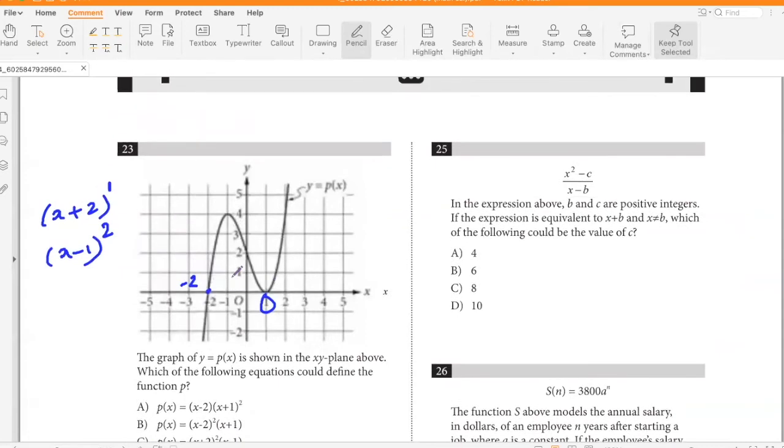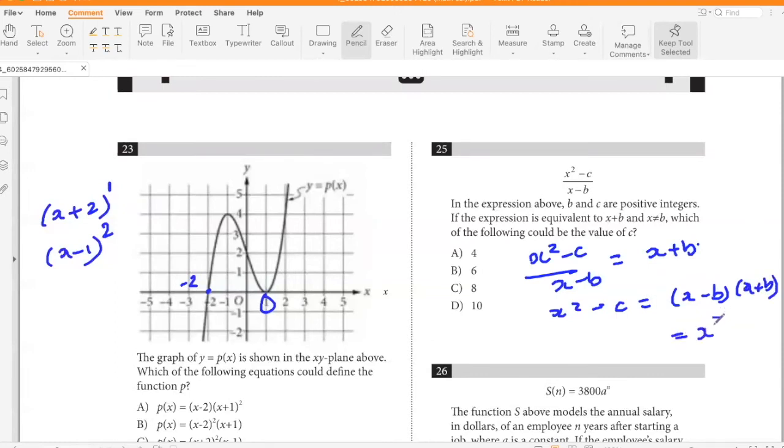In the expression above, b and c are positive integers. If the expression is equivalent to x plus b and x is not equal to b, which of the following could be the value of c? Okay, so (x square minus c) by (x minus b) is equal to x plus b. So x square minus c is (x minus b) into (x plus b), which is x square minus b square. So c has to be b square, and both b and c are integers. So then c has to be 4 because 4 is the square of 2. None of these are the squares of integers, so A.